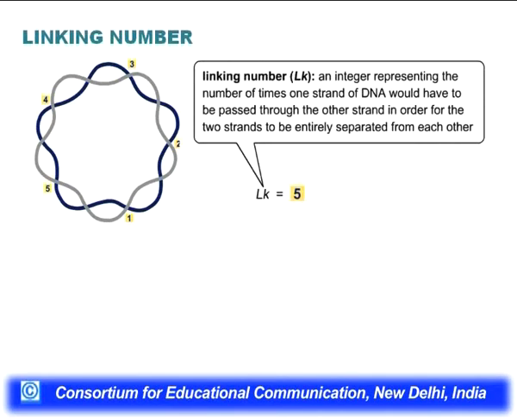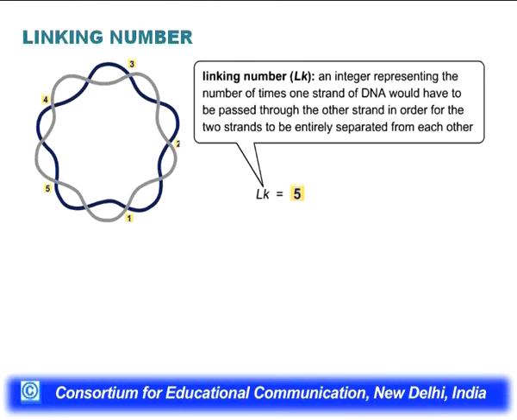What we define as this number 5 is the linking number. The number of times the two strands have to cross one another to become completely separate is defined as the linking number. Now, the linking number is always an integer. It represents the number of times one strand of DNA would have to be passed through the other strand in order for the two strands to be entirely separated from each other.